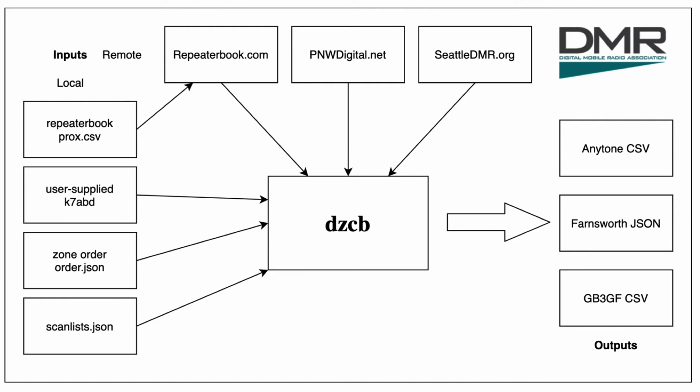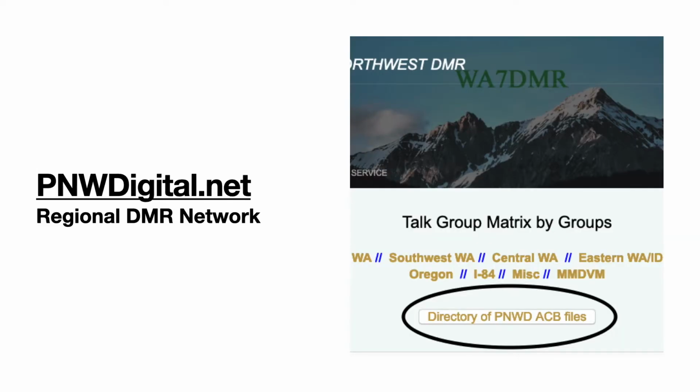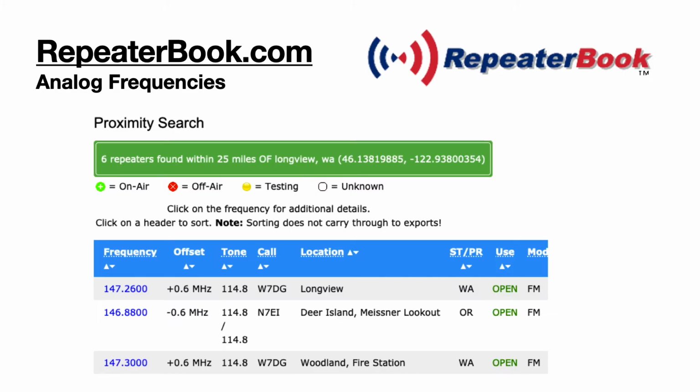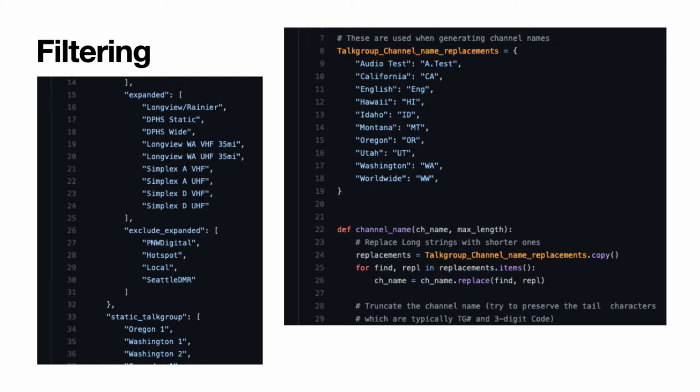DZCB fetches frequency information from a variety of sources, most notably PNW Digital's auto-generated repeater talk group matrix, and RepeaterBook proximity search for known repeaters within some distance to a point of interest. The analog and digital channels from multiple sources are combined and filtered according to built-in and user-specified rules.